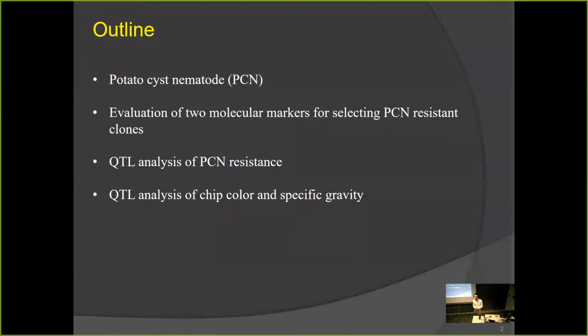I performed 3 different research projects: evaluating 2 molecular markers for selecting potato cyst nematode resistant clones, QTL analysis of new potato cyst nematode resistance, and QTL analysis of chip color and specific gravity. So to help your understanding, I'll start with an introduction of potato cyst nematode.